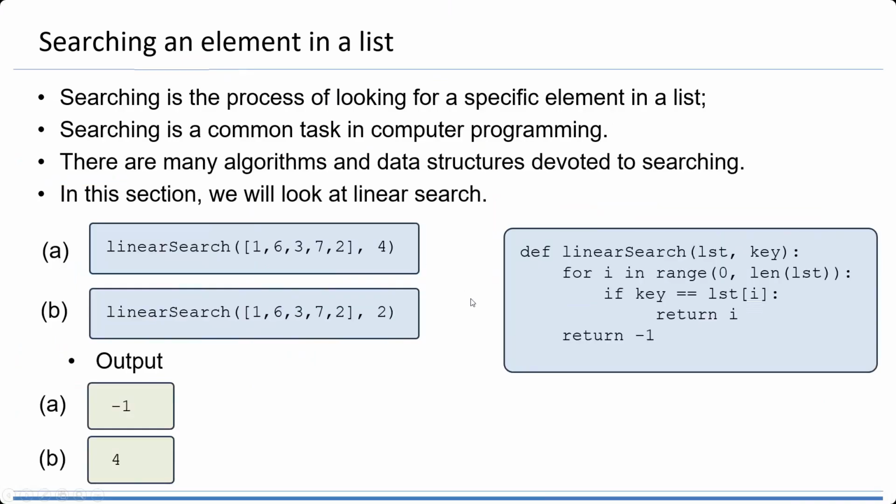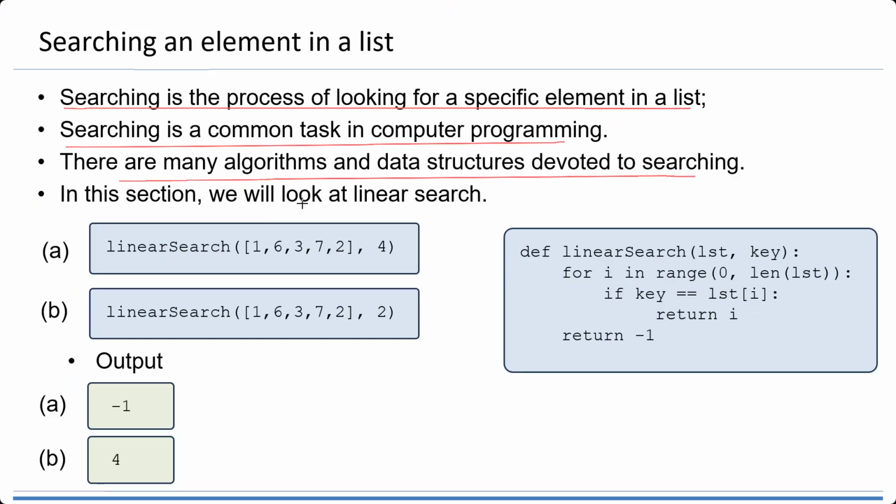When we deal with the array, there is a kind of mechanism for searching. Searching means I want to find an element in a list. So searching is the process of looking for a specific element in a list. Searching is a common task in computer programming, and there are many algorithms and data structures devoted to searching. If you later join the data structure and algorithm course, you will know how to do the best searching.